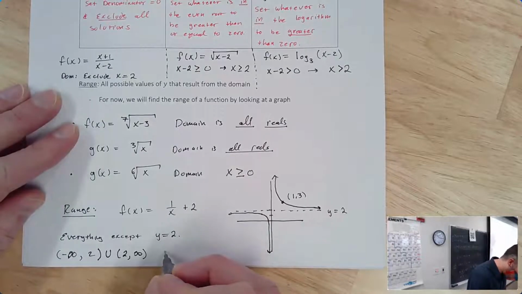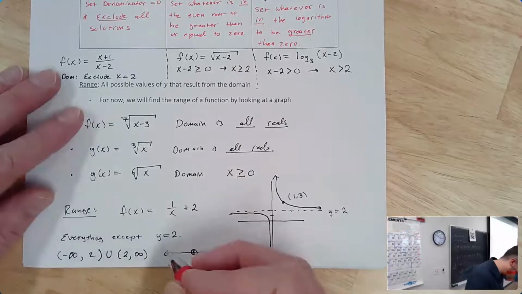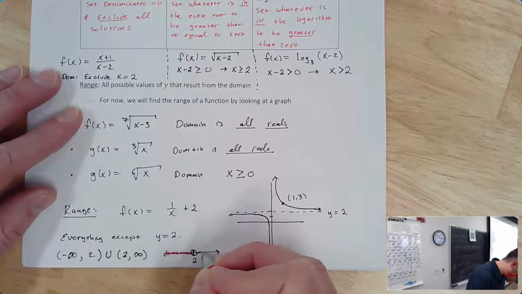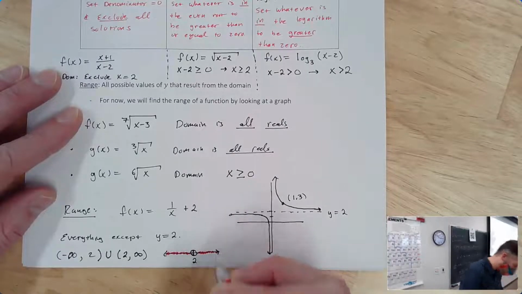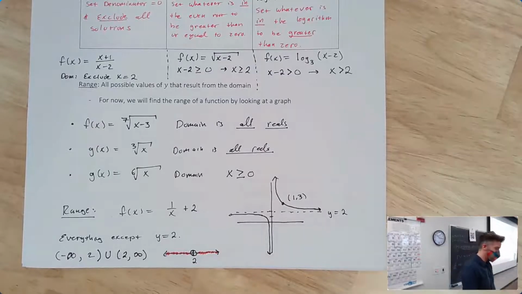On the number line, it looks kind of like this. There's 2. I don't want 2, but I literally want every number on either side of 2. So I want 3, I want 4, I want 2.1, I want 1.999, right? I want everything that's close to 2, just not 2 itself. And I want everything that's way away from 2 as well. I want everything, just not 2. So that's how we could write the range. I'll talk more about interval notation as we go on.